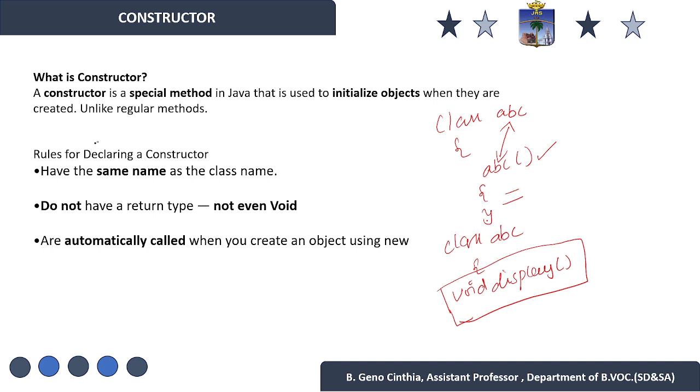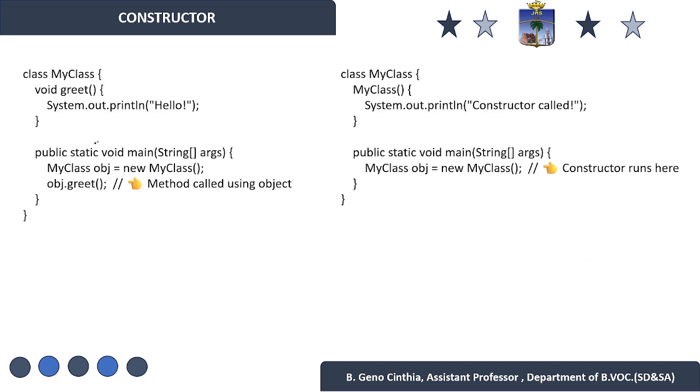Now, before getting into the detailed concept of constructor, let's begin with what we already know, that is method. In Java, when you create a method, it doesn't do anything unless you specifically call it using an object. For example, here I have created a class called MyClass. I have declared a method greet. Inside the method, I am going to print a message, hello, with the help of an SOP statement. I have opened the method, and I'm closing the method and the class.